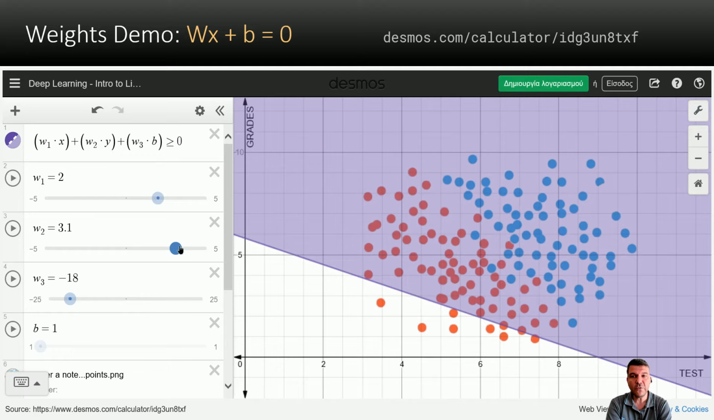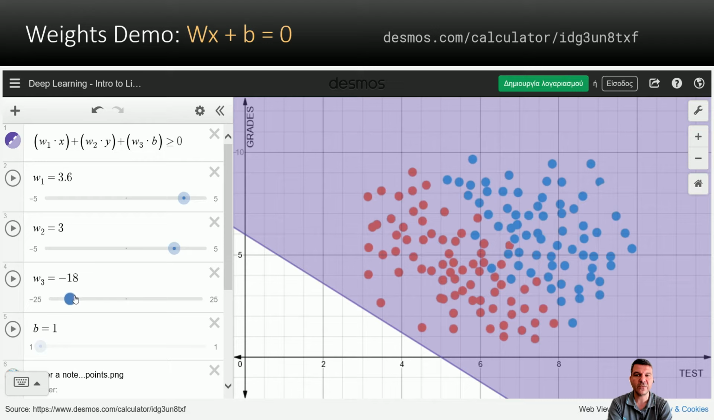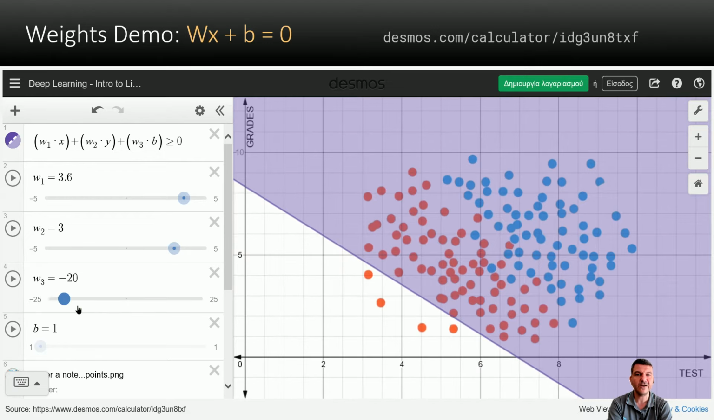So by moving our second weight, we see that we move across the test axis, right? If we move this slider, we see that we move across the grades axis. Okay, and by moving the bias, we see that we make a parallel movement to our angle.